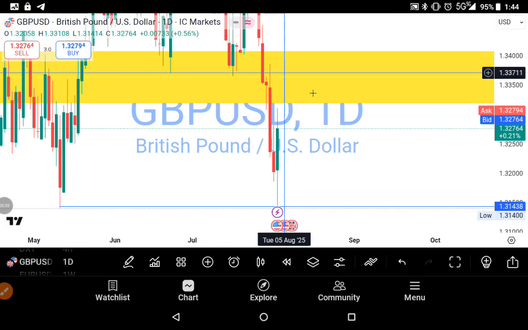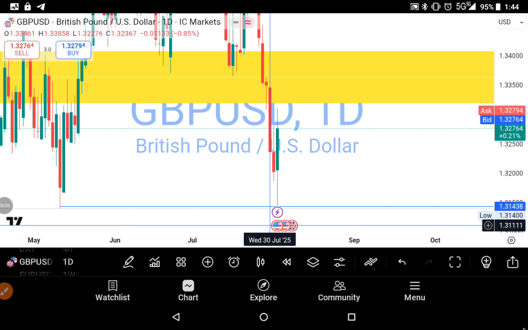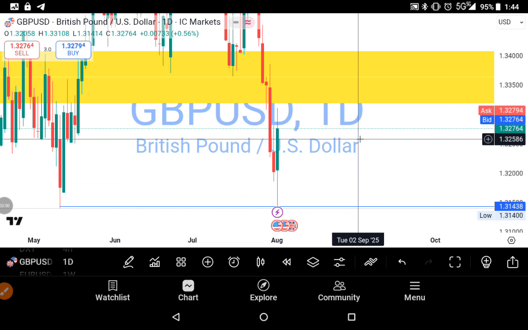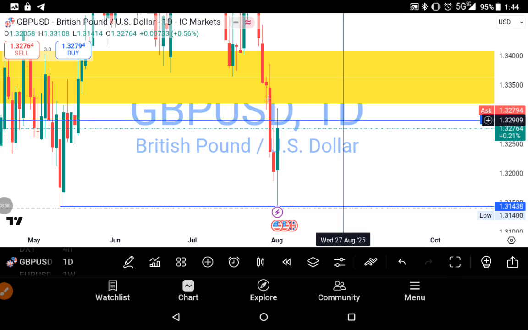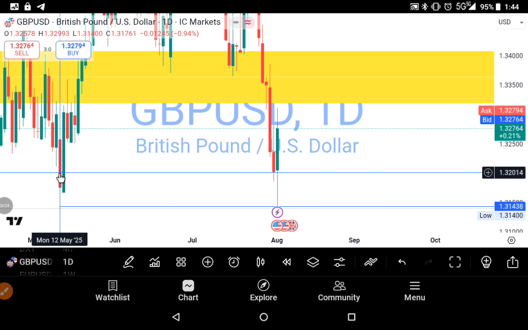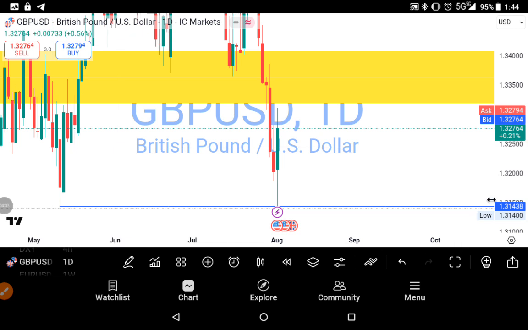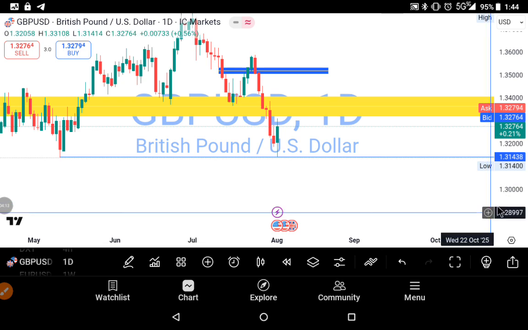So the market price should stay below 1.33500. I'm expecting 1.33500 to react as a resistance to the price, which will take us back into 1.31400 or thereabouts, the low of this candle. The low of that candle comes in at 1.31400. So 1.31400 will be where I will be interested in the coming week.